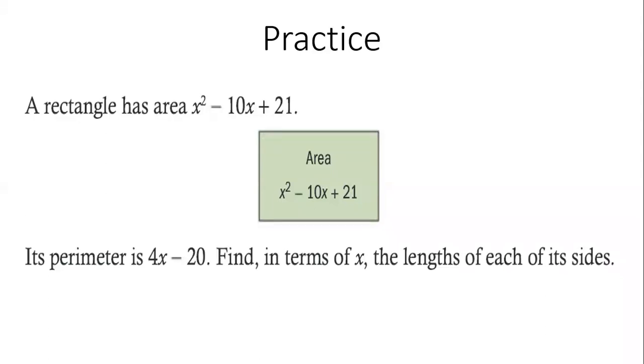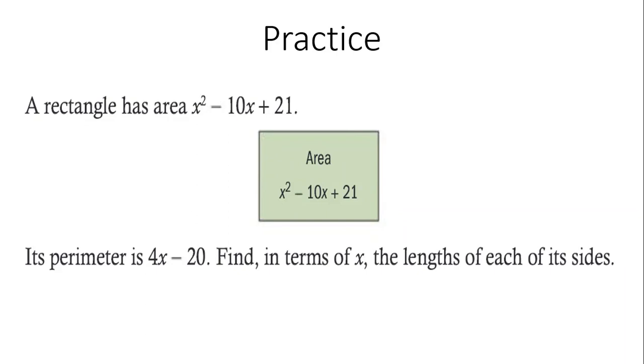So we have this rectangle, which is a quadratic equation. The area is x squared minus 10x plus 21. Its perimeter is 4x minus 20. Find in terms of x the length of each side. Now this is part of the assignment. I give you 5 minutes from now. After the end of 5 minutes, I want you to write down your answer in the chat, and you have to send it to me privately. You cannot send it to everybody so that the others will see your answer.